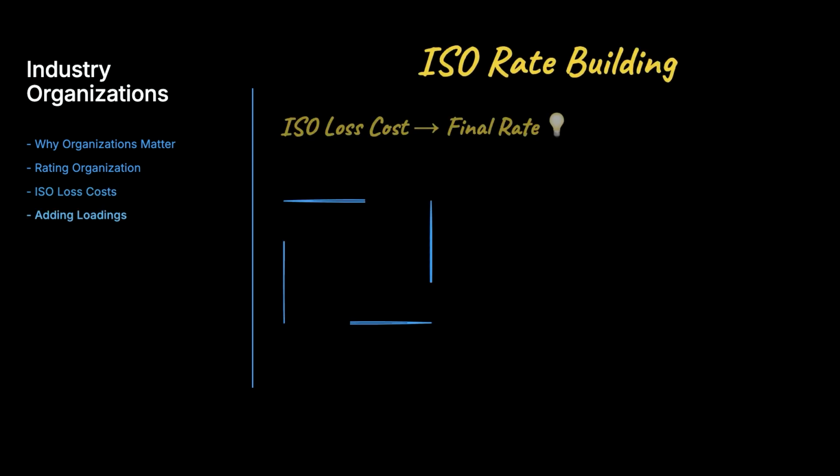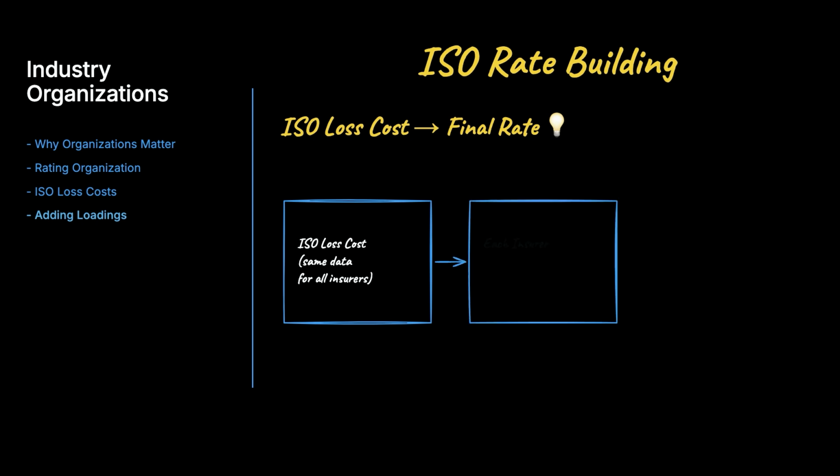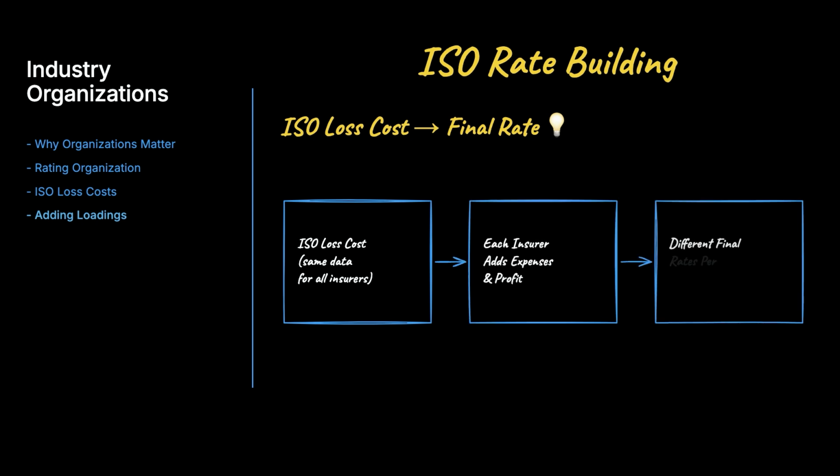So why does that matter? Because each insurer takes the ISO loss cost and adds its own expense and profit loading to reach a final rate. Picture two companies using the same ISO data yet charging different prices because each adds different costs. ISO also drafts standard policy forms and helps insurers meet state filing requirements.